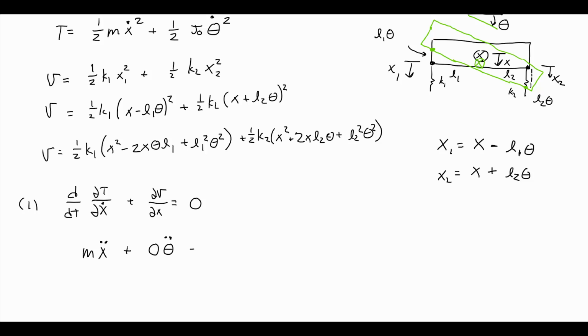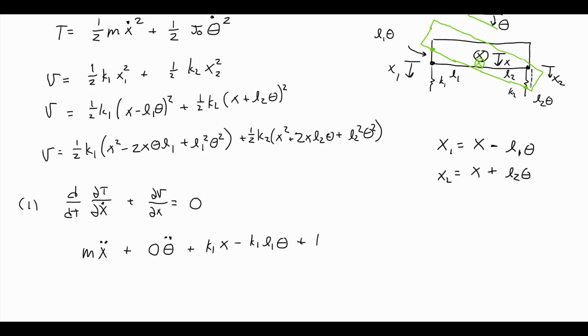Now, ∂V/∂x. So for the first term, the x squared will go to 2x and cancel that 1/2. So I'll be left with k1 x minus, I have a 2x θ L1, so the x will go away, the 2 and the 1/2 will cancel, so I'll be left with k1 L1 θ. And then that third term inside of the first parentheses, L1 squared θ squared, there's no x there, it goes away. Now I can move on to that second grouping.